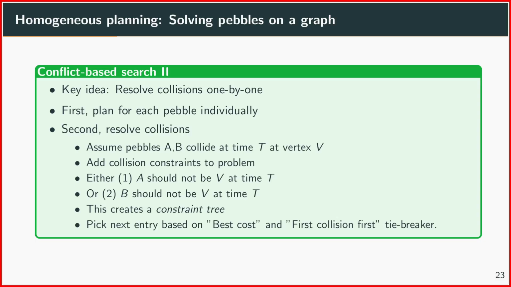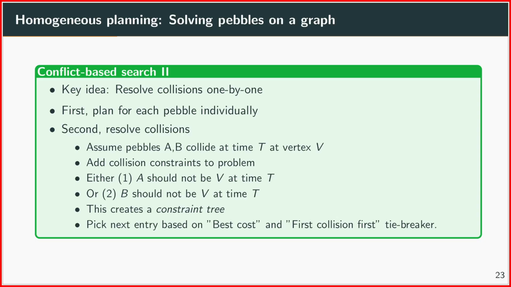They collide at time t at vertex v. And then we add this as a constraint to our problem. We basically add either one of two constraints. So either we say, okay, A should not be at v at time t because there's a collision. A should not be there. Or we say B should not be there. It's v at time t.